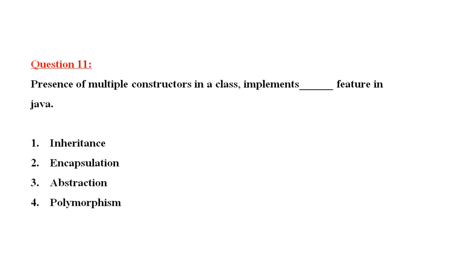Question number 11 is, the presence of multiple constructors in a class implements dash feature in Java. Number 1 inheritance, number 2 encapsulation, number 3 abstraction, and number 4 is polymorphism. So the answer would be number 4, polymorphism.